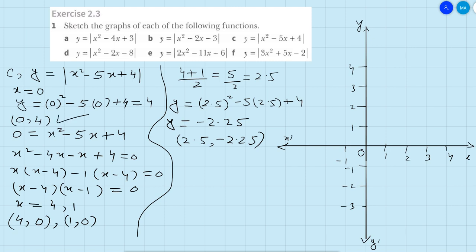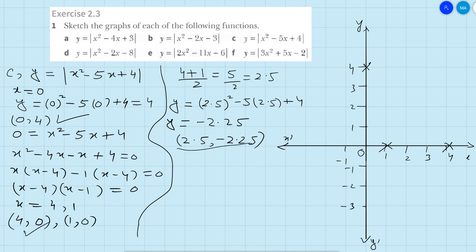Plot all the points. First point is 0, 4. This is 0, this is 4. The second one is 4, 0. This is 4, this is 0. The third one is 1, 0. This is 1, 0. And this one 2.5 and minus 2.25.